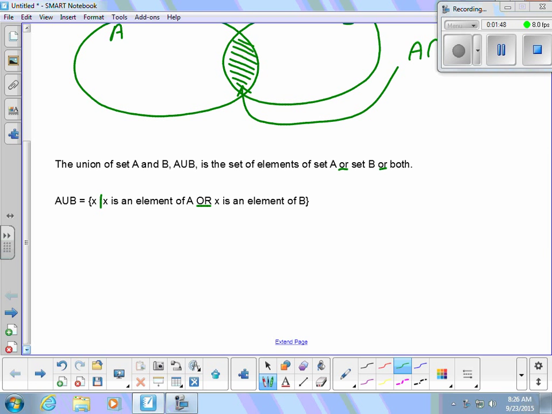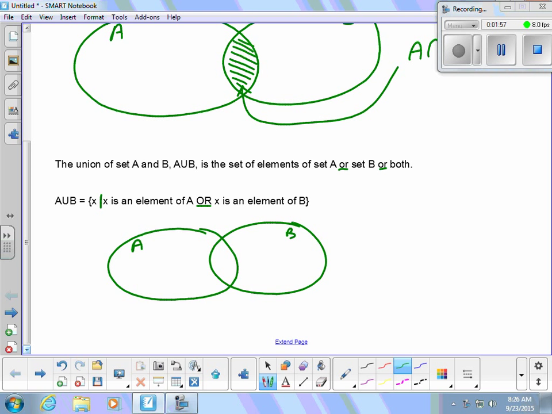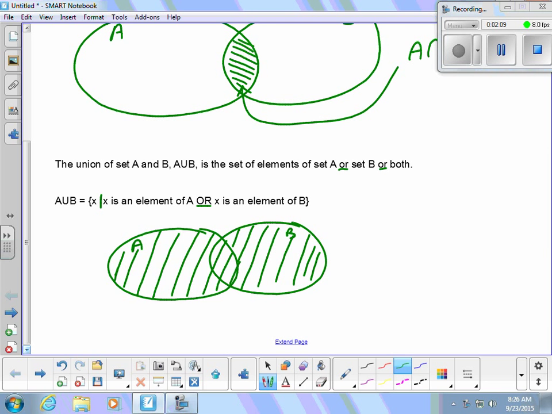And we can show that again with the Venn diagrams. If this is all of the elements in set A, and this is all of the elements of set B, then A union B is all of A and all of B, and includes the area of overlap. So the whole thing is A union B.